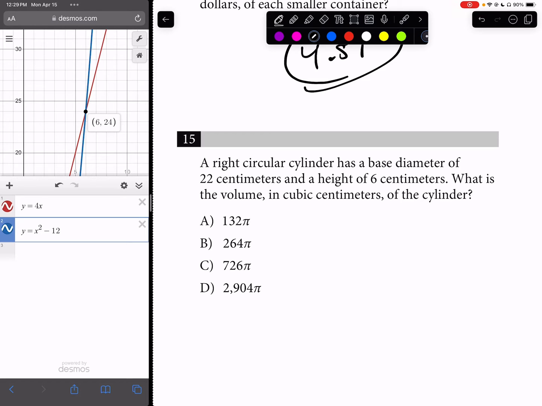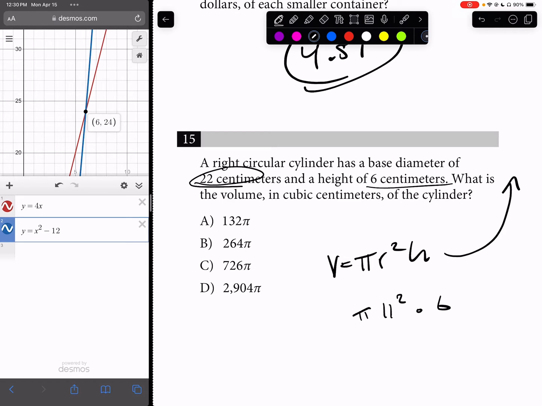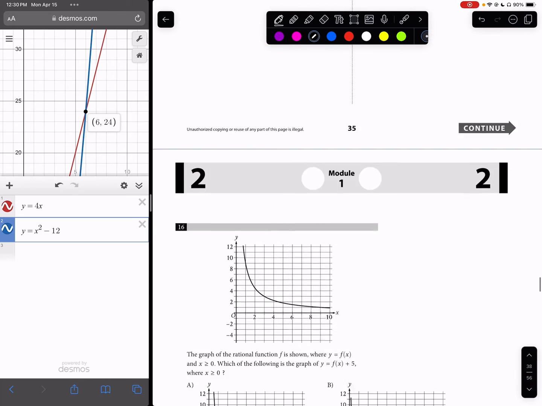Number 15 says, a right circular cylinder has a base diameter of 22 centimeters and a height of 6 centimeters. What is the volume? Volume is equal to pi r squared h. This formula is given to you at the top, really in the reference sheet. You just have to click on it. At that point, I really have diameter. Diameter isn't what we want. We want the radius. So that's 11 squared pi times h, which is 6. Throw that into your calculator or don't. Really, what's 11 squared? 121. 121 times 6 is probably C. Okay, that's 15. I'm coming down here for 16.